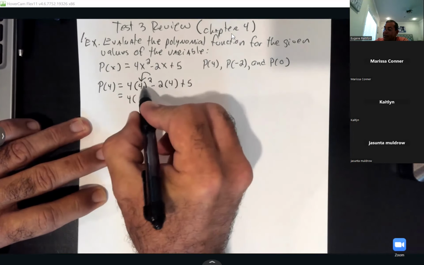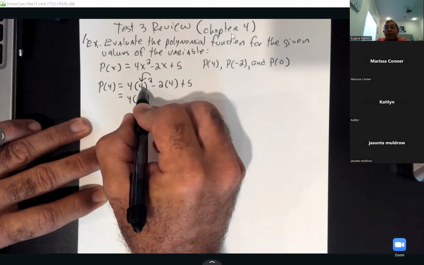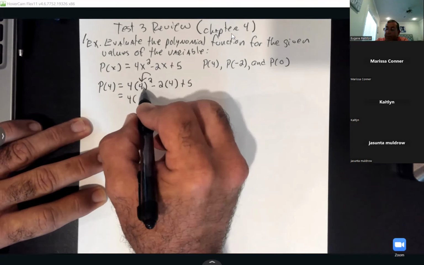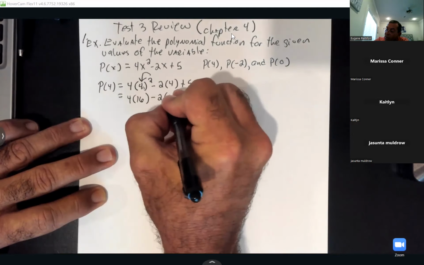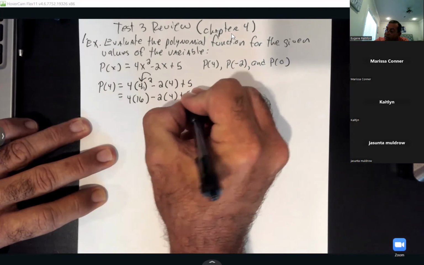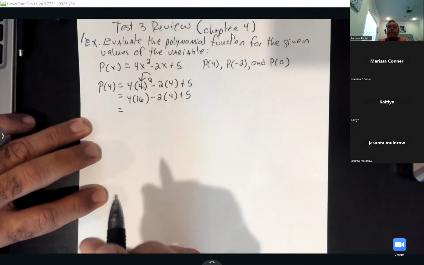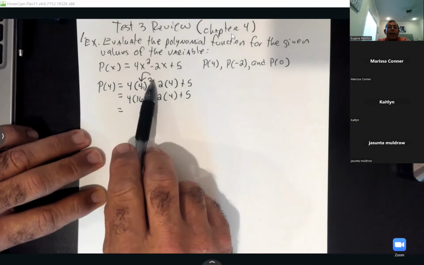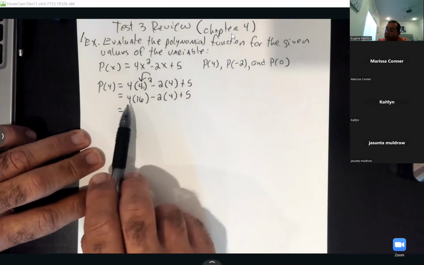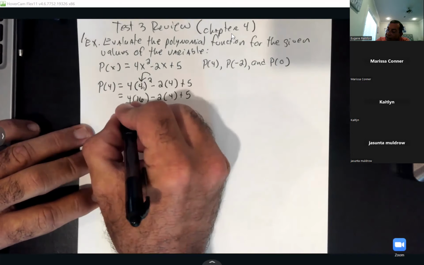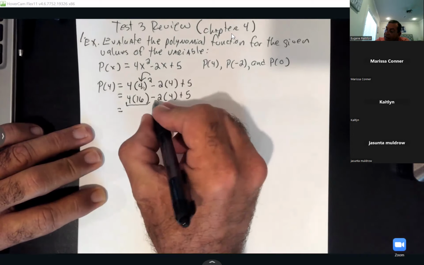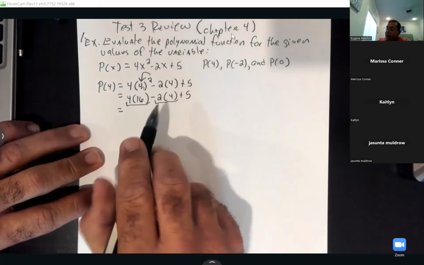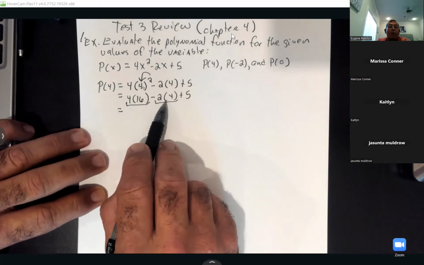Inside the parentheses, I'm going to figure out what 4 times 4 is. So 4 times 4 is a positive 16. And y'all, I'm just going to bring everything else down. So the only thing I did that step was the exponent. Now I'm going to multiply where I need to. So the first 2 numbers get multiplied, and then these 2 numbers get multiplied.